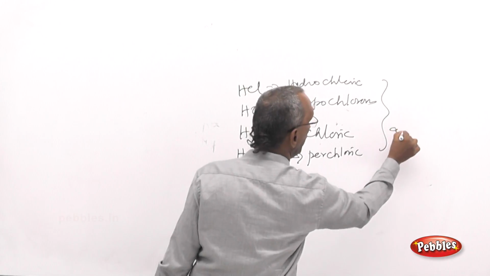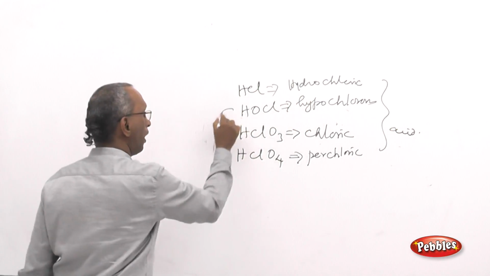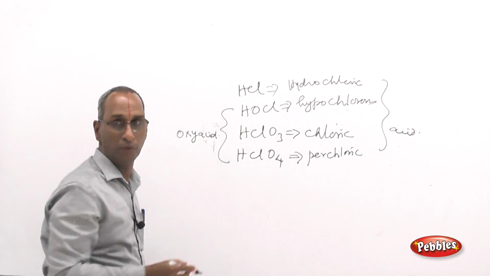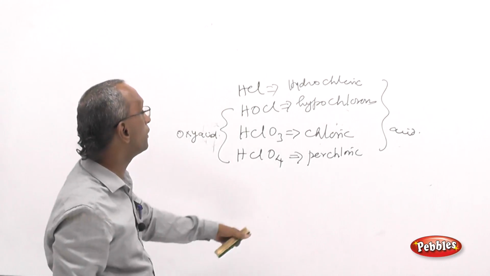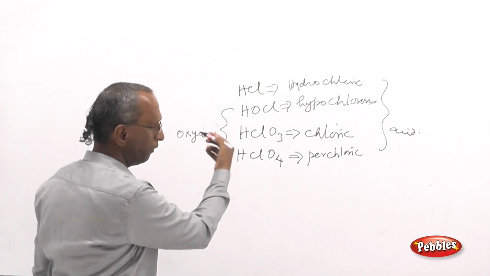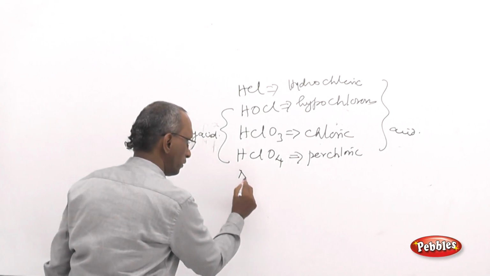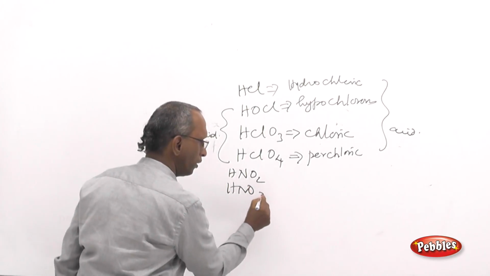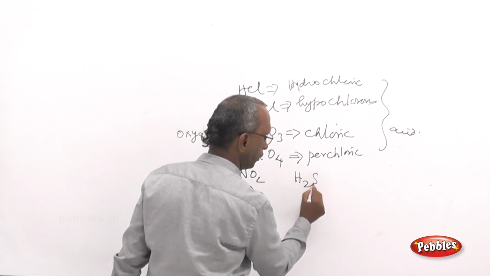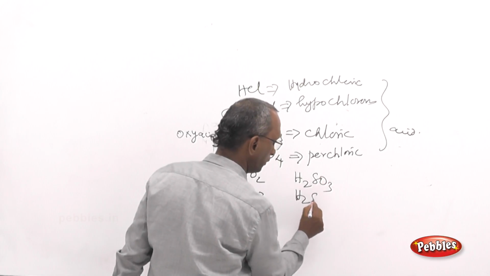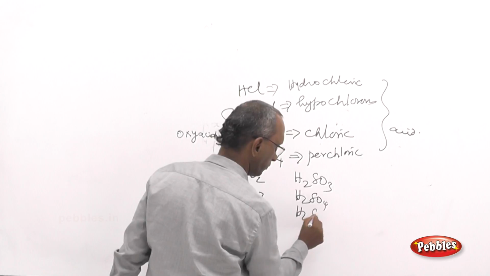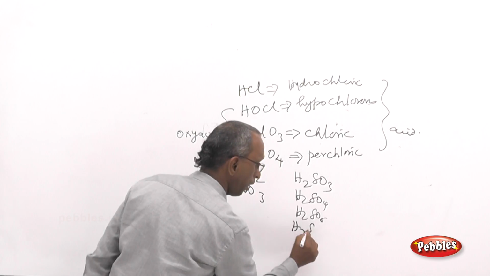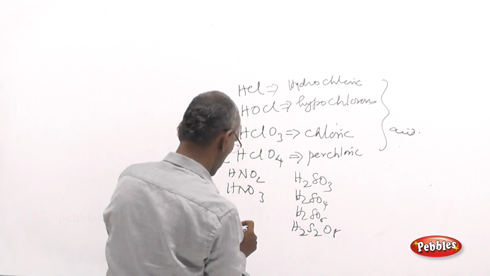All contain hydrogen and chlorine as well as oxygen. The last three are called oxyacids. They contain oxygen as well as being acidic in nature. From this, very good oxyacids are formed, a variety of acids. Nitrogen gives nitrous acid, HNO2, and nitric acid, HNO3. Sulfurous acid, H2SO3, H2SO4, H2SO5, even H2S2O8, peroxydisulfuric acid. A variety of acids.